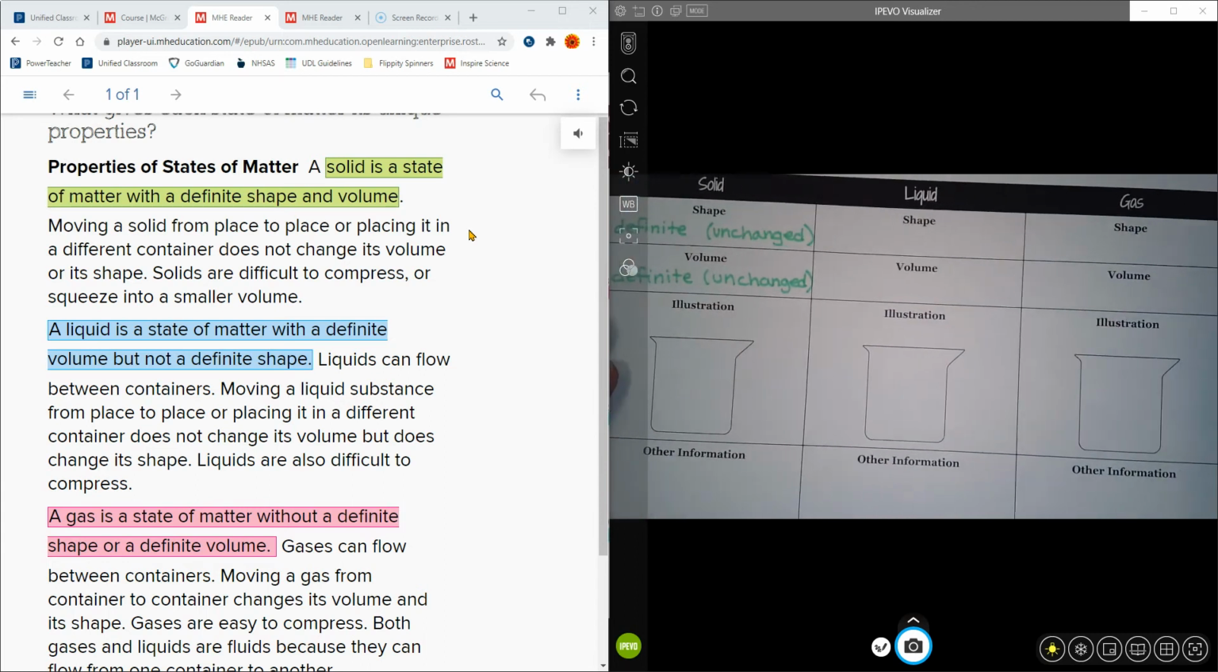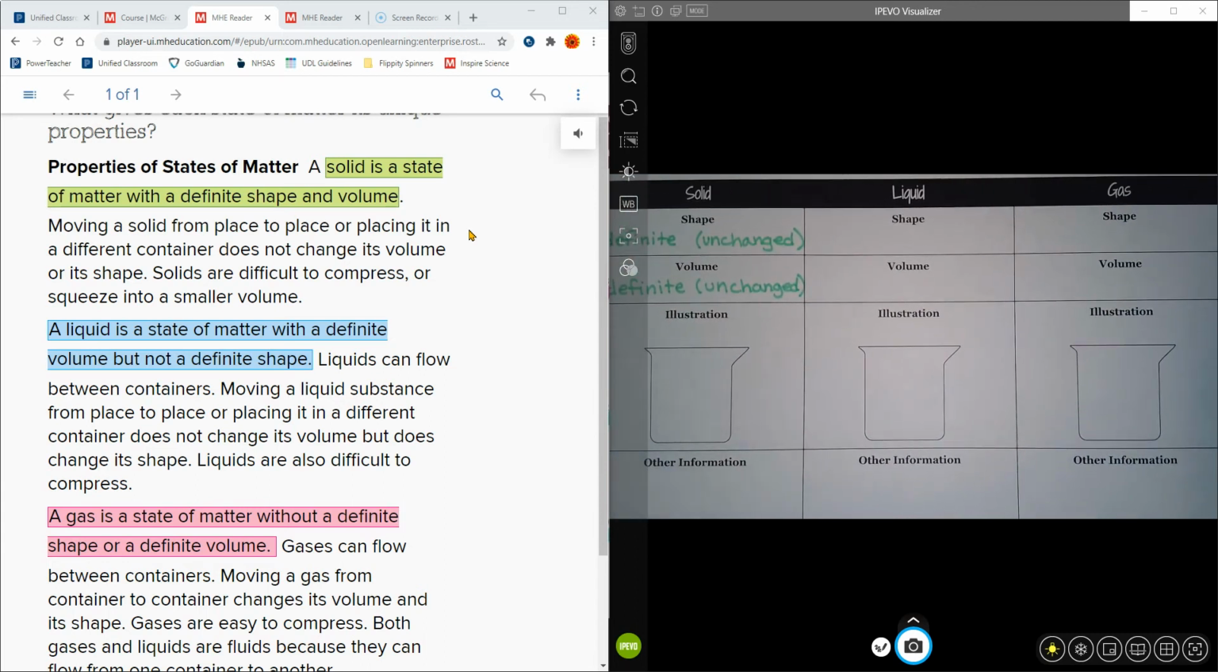So I'm going to slide this over and we'll fill in information about liquids. Our text says, a liquid is a state of matter with a definite volume, but not a definite shape. Liquids can flow between containers. Moving a liquid substance from place to place or placing it in a different container does not change its volume, but does change its shape. Liquids are also difficult to compress.